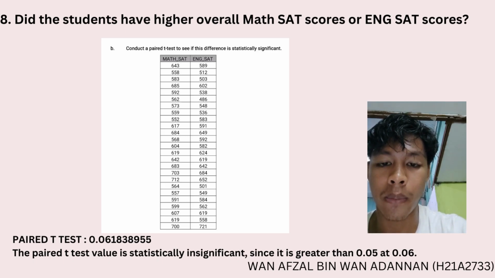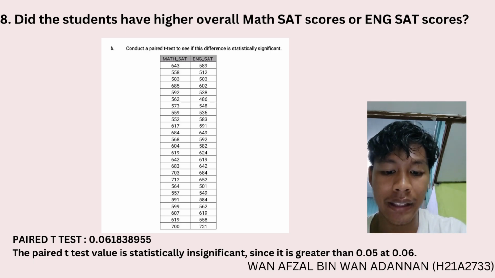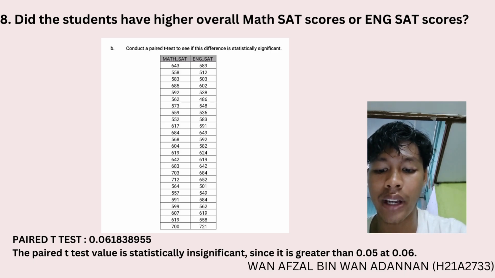When I make the table of both math SAT and English SAT, I can see the p-value is 0.061838. The value is statistically insignificant. It is greater than 0.05, at 0.06.